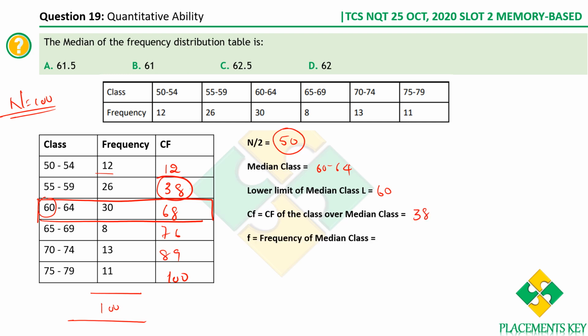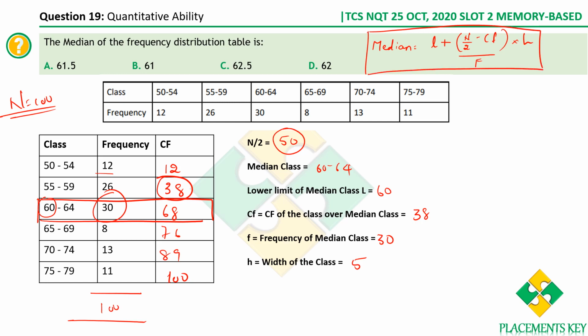Next, what is the frequency of the median class? The frequency of the median class is 30. Now what is the width of the class? The width of the class is 5, right? 50 to 54, 55 to 59. So we have 5. So we know that the median is given by the formula L plus (n/2 minus CF) by F into H. This is the formula for finding the median. Now we have all the values, so just substitute the values and you get the answer.